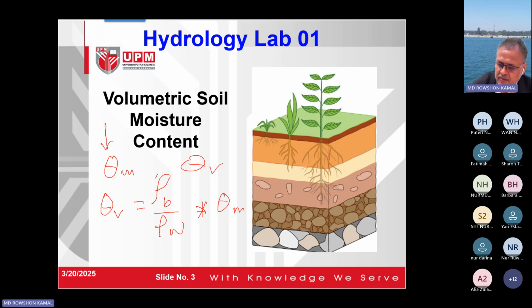Once I know theta b, why is theta b important? Because we can estimate the depth of water. Depth of water is theta b multiplied by L. L is the depth of the soil column. Now this L can be any depth. If you know theta b and L, you can find the depth of water.